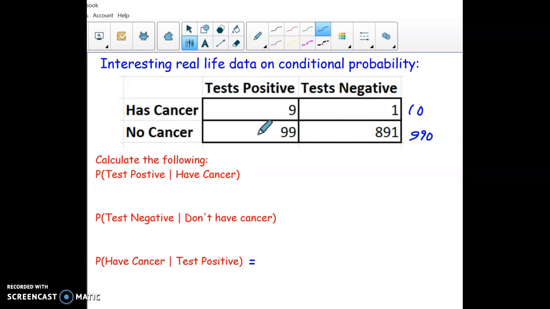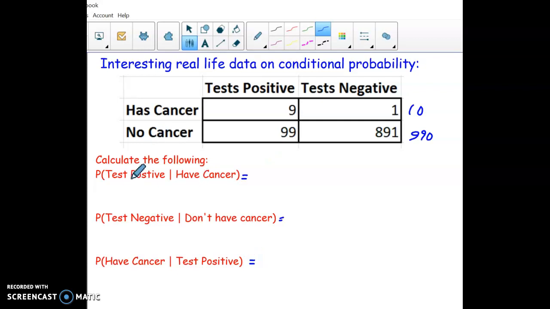So few people have it that there's a lot more wrong tests than there are people that test positive and actually have cancer. So we're going to do these calculations real quick. You can pause the video, try them on your own if you want. You'd be surprised that this one's not very high.